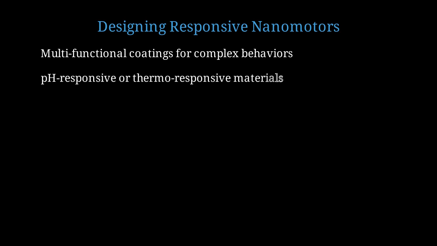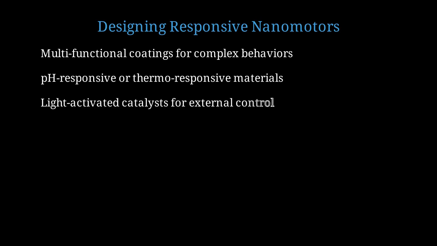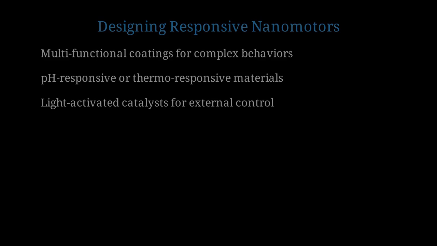Incorporating responsive polymers allows for environmental control. A particle might be active at low pH but inactive at neutral pH, or vice versa. This provides an on-off switch for propulsion. Using light-activated catalysts, we can control when and where particles are active using optical patterns. This enables writing dynamic instructions into the suspension.